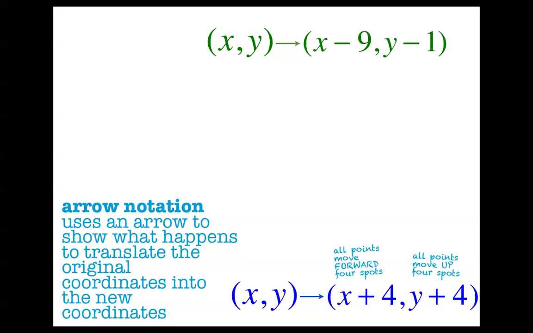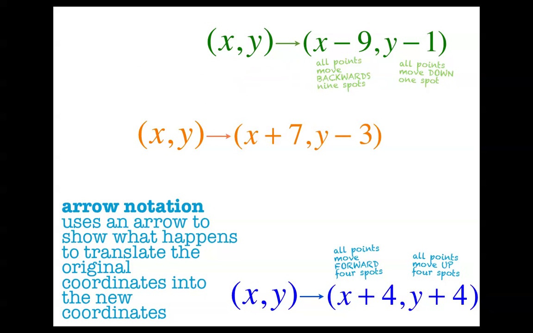If I gave you arrow notation that looked like this, what we would be doing is we would be taking every x coordinate and moving them backwards 9 spots. And we would take every y coordinate and move it down 1 spot. Can you see why it's backwards and down this time instead of forwards and up? It's because of the minuses.